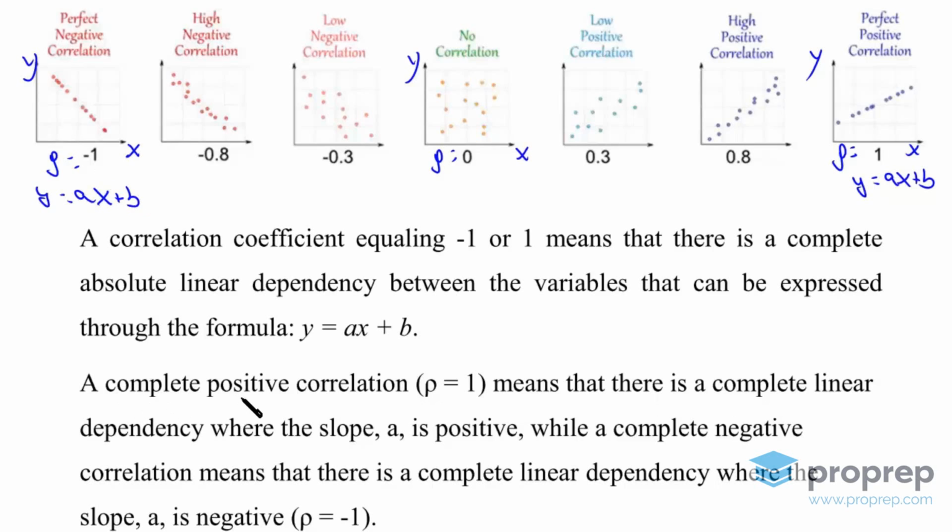Now, a complete positive correlation, that's rho equaling 1, means that there's a complete linear dependency where the slope a is positive. So a here has to be positive. While a complete negative correlation means that there's a complete linear dependency where the slope a here now is negative. So that means that a is less than 0. Okay, so let's move on now.